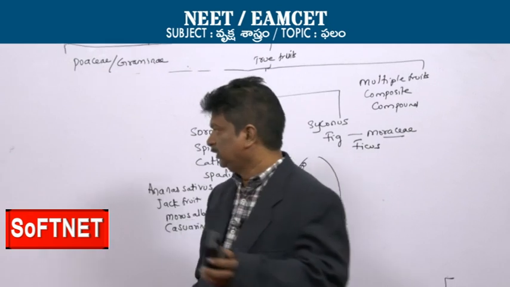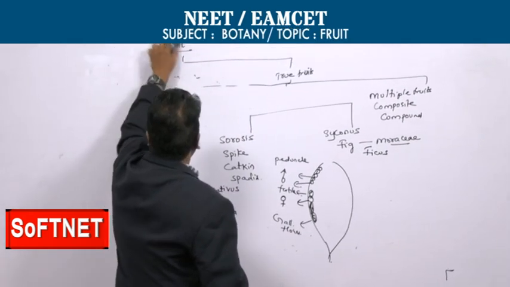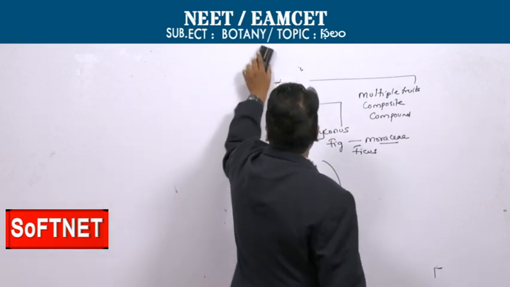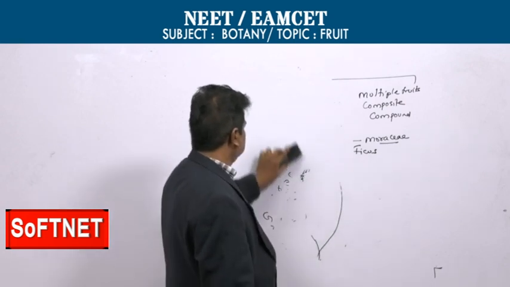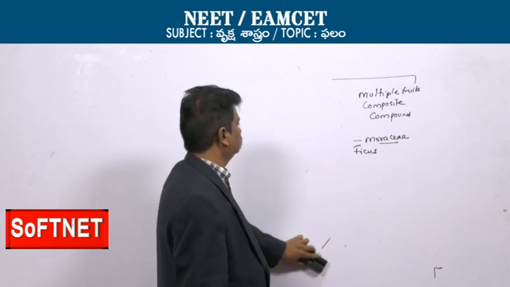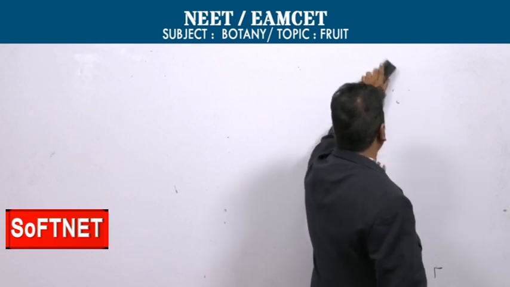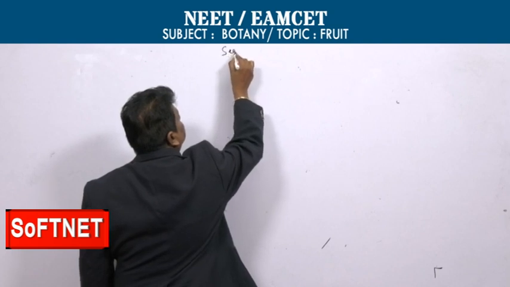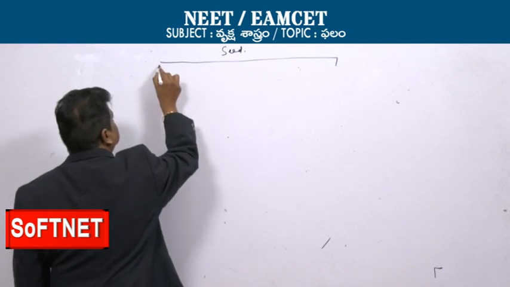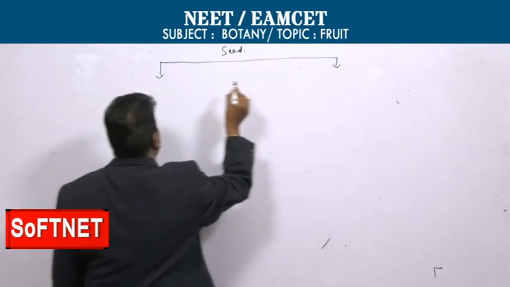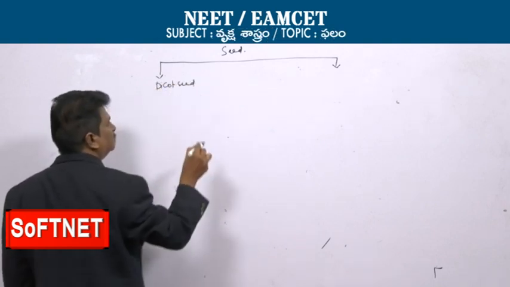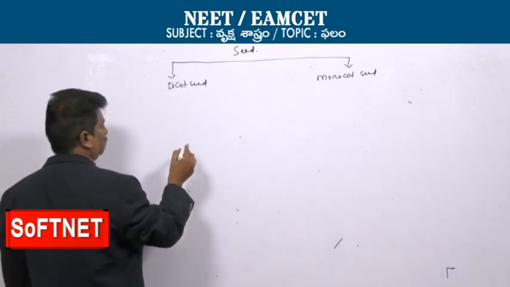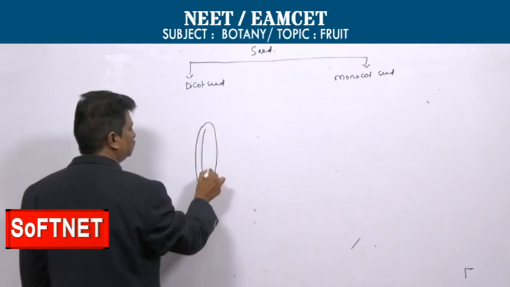So this is about fruit. After this, there is one small topic, the structure of seed. So what is a seed? Seed means a fertilized ovule. After fertilization, the ovule is converted into a seed, and after fertilization, the ovary is converted into a fruit. Now, the structure of seed: either dicot seed or monocot seed. Here, the seed contains seed coats.